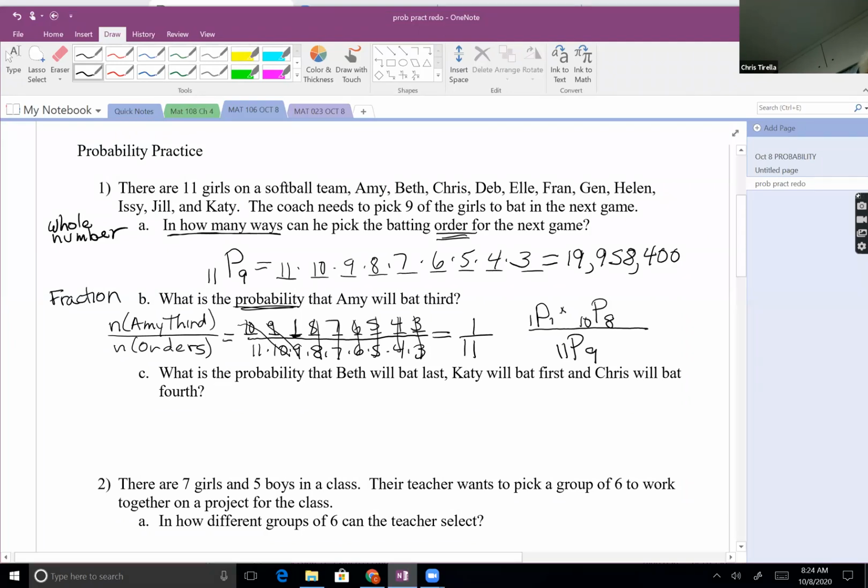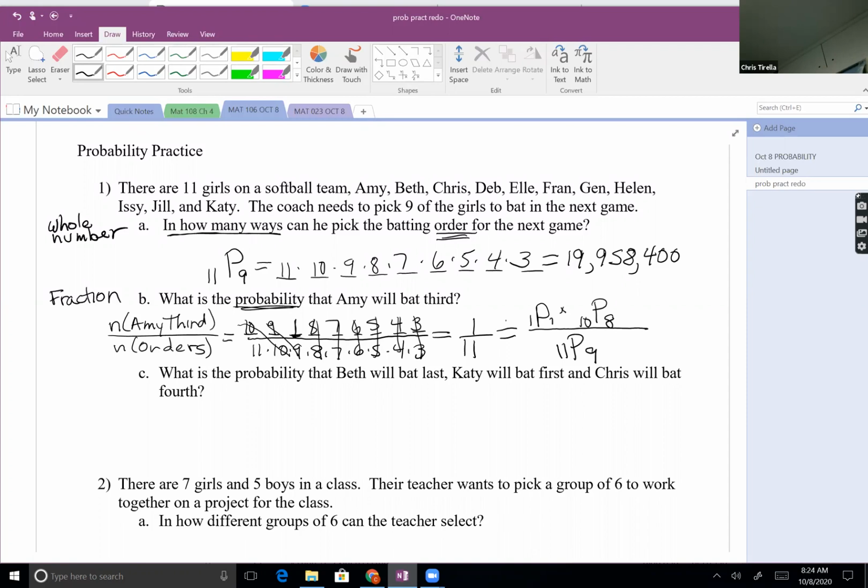So which way do you folks like it better, with the permutation notation or that idea of filling in the slots? I don't know. Well, let's look at the next one.